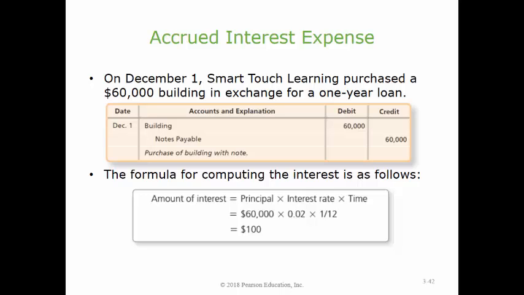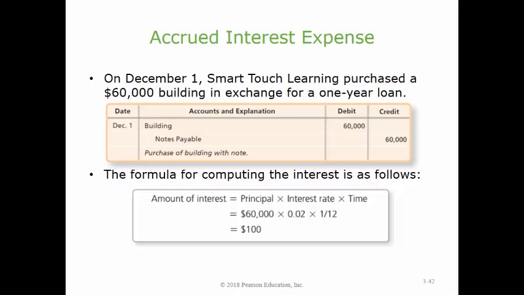The above example illustrates the following. On December 1, Smart Touch Learning purchased a $60,000 building in exchange for a one-year loan. Interest on this note is payable 1 year later on December 1, 2019. Although the company won't make the interest payment for a year, the company must record the amount of interest expense that has been incurred by December 31, 2018.